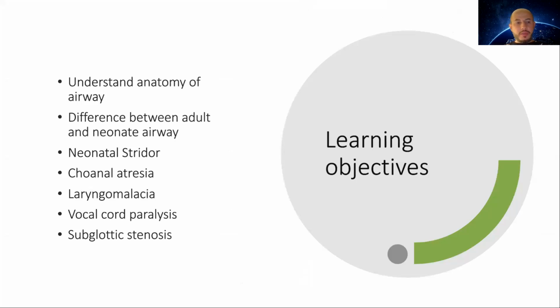The learning objective of this presentation is to understand the anatomy of the airway. It's very important to understand the anatomy of the airway, to understand the difference between infant versus adult airway. And then we're going to talk about neonatal stridor. What's the difference between stridor and wheeze? And then the differential diagnosis of neonatal stridor, whether inspiratory, expiratory, or biphasic stridor. And then we're going to talk about the different causes of neonatal stridor, including choanal atresia, laryngomalacia, vocal cord paralysis, subglottic stenosis, and vascular ring.